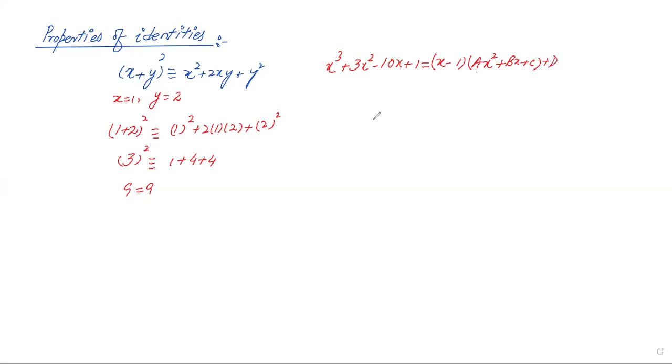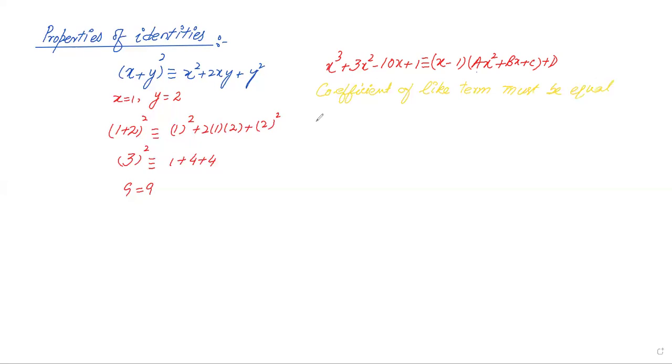Then we expand the brackets on the right hand side, then the coefficients of the like terms must be equal. That is a property. What is the property? The coefficients of like terms in a given identity will be equal. So the coefficients of like terms must be equal. That is a property. What's the meaning of this one?